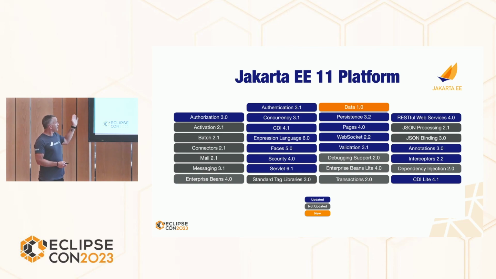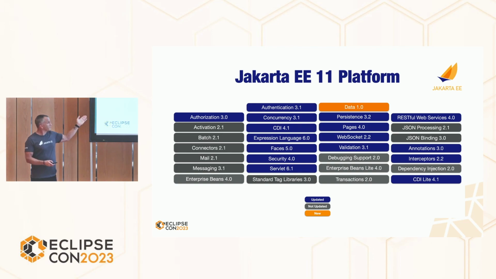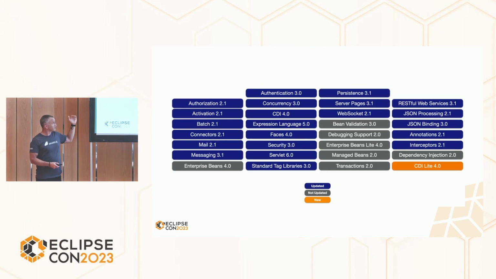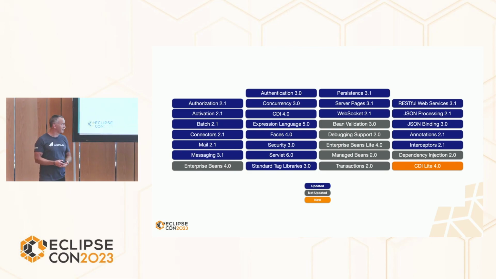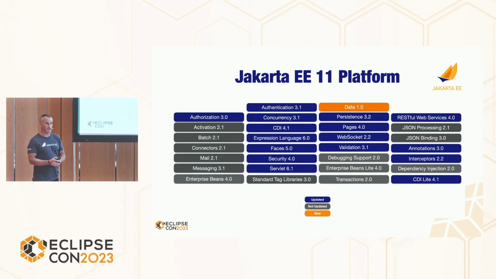Jakarta EE 11, if you compare that to 10, you can see it's the same kind of specifications. We've removed one and added one. The one we removed is the managed beans, which you can see here on the third column. That one is taken away in 11, and we've replaced it with Jakarta Data. A lot of the same specifications that received updates in 10 also received updates in 11. There are some that we aren't updating in this release as well, which is fine. And Jakarta Data is a brand new specification in Jakarta 11.